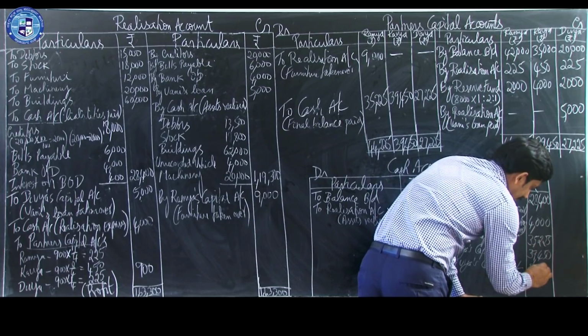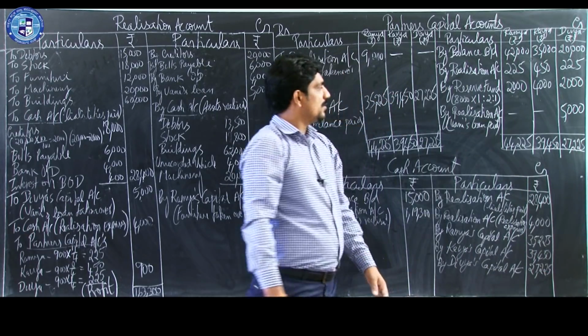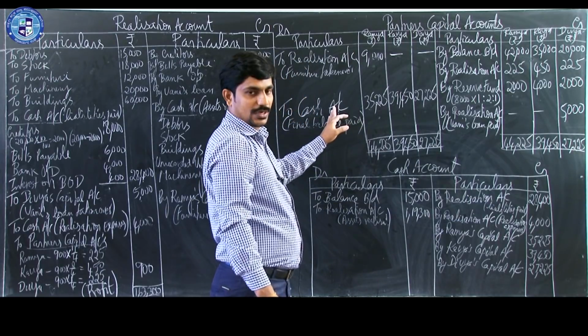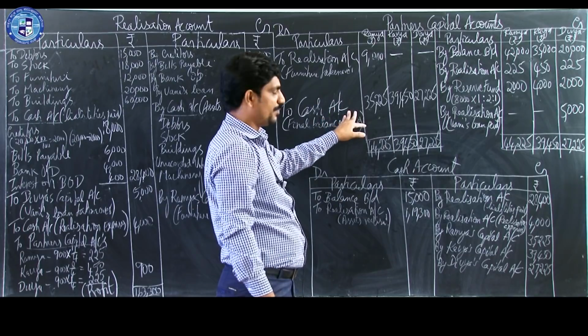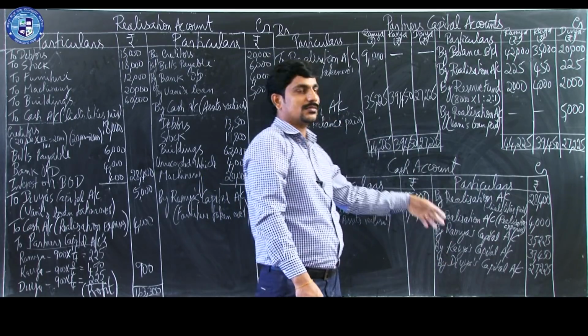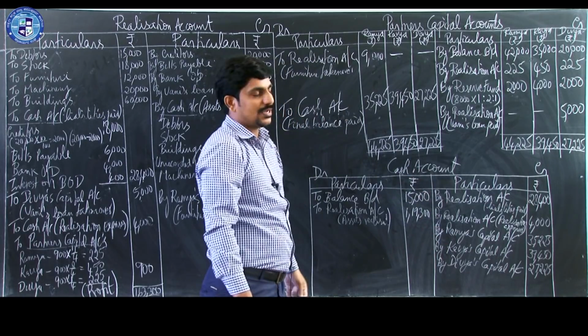$27,225. Now you have to record the balance of partners' capital account because the firm has to pay, so it will go to the credit side. So cash account is credited by partners' capital account.